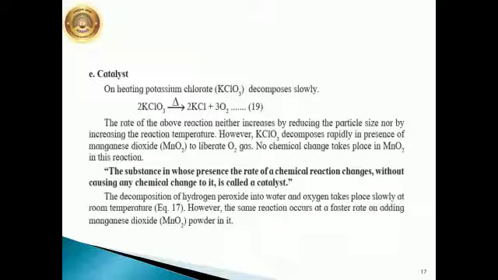The decomposition of hydrogen peroxide into water and oxygen takes place very slowly at room temperature. However, the same reaction occurs at a faster rate on adding manganese dioxide powder to it. So, with the help of the catalyst, the rate of reaction increases. So, we have seen the 5 factors which affect the rate of chemical reaction: nature of the reactants, size of the particles of reactants, concentration of the reactants, temperature of the reaction, and the fifth one is the catalyst.